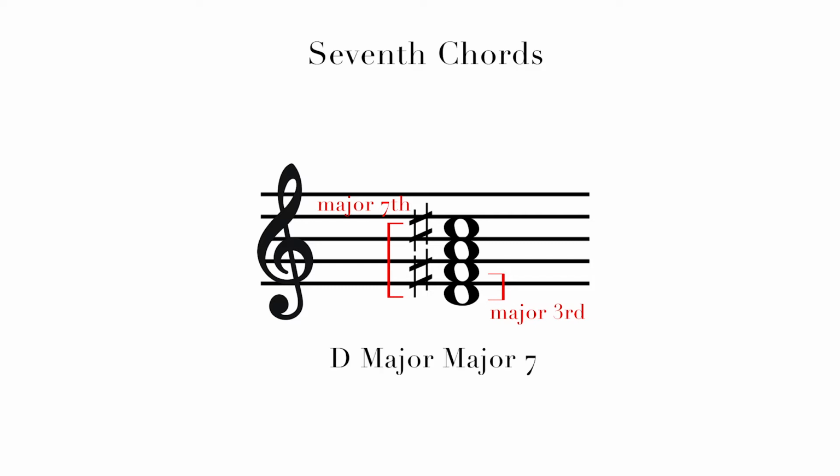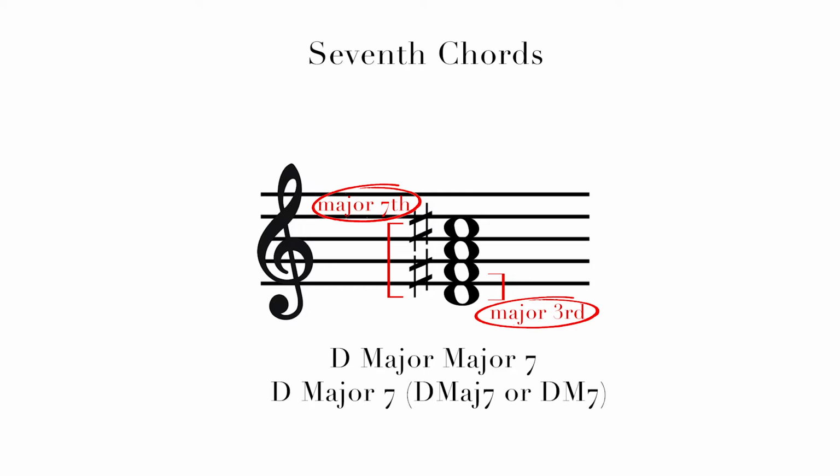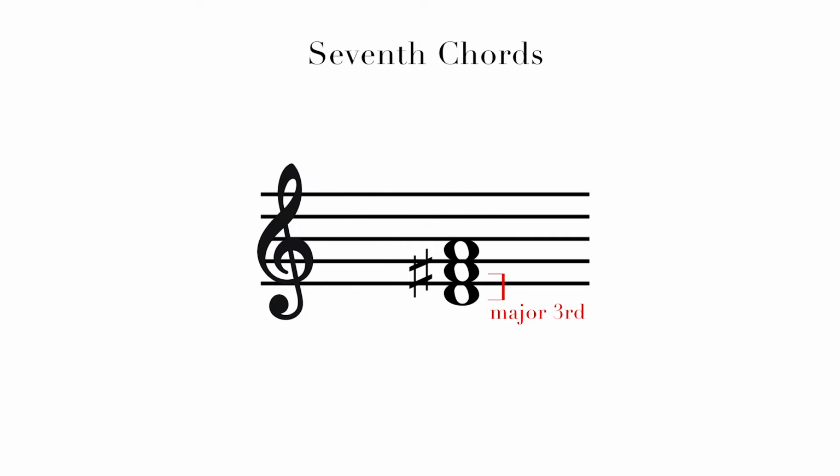We would call this a D major major 7 chord because there's a major third between the D and the F sharp, and there's a major 7th between the D and the C sharp. We typically simplify the name of this chord to D major 7, but just know that the name includes those 2 pieces of information. What if we took the same D major chord, but instead added a minor 7th?